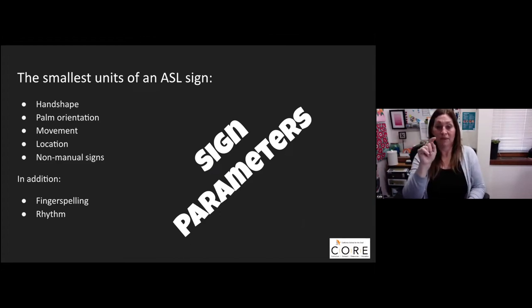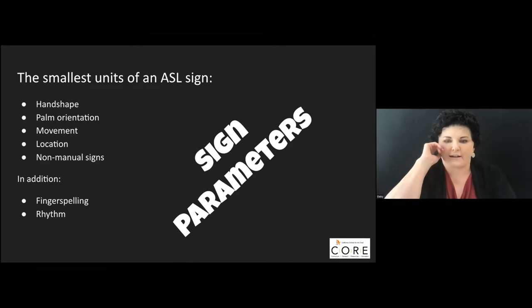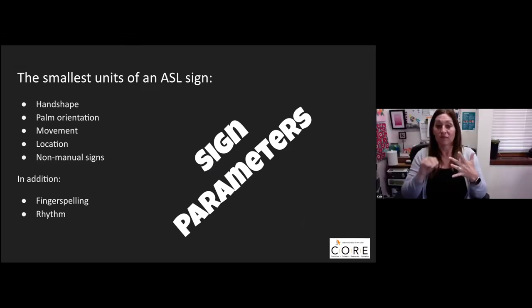So she had mentioned parameters of sign, and we have five. Hand shapes. We have palm orientation, meaning just where your hand is located in space, movement. Then we have location. So, that's where you put your hand, and then non-manual markers. That's like your facial expressions, your eyebrows, how they move. So those are the five parameters that we'll talk about.